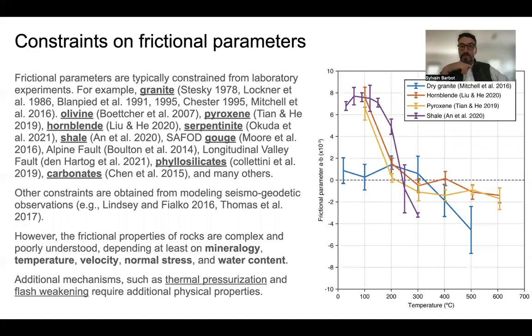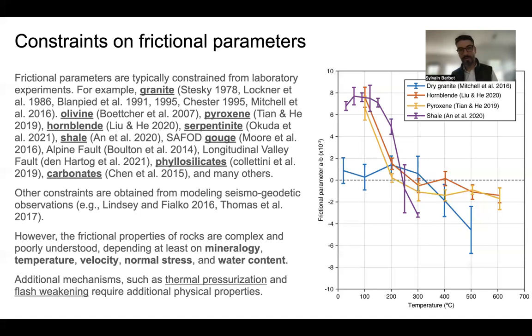Another issue is how to choose relevant mechanical properties, right? So friction is a complex phenomenon that depends at least on the mineralogy, the temperature, the structure of the fault zone, presence of fluids, and other things. So it is still a matter of intense research, but there's a lot of laboratory work that provides at least a baseline for how to choose these properties based on the tectonic context.